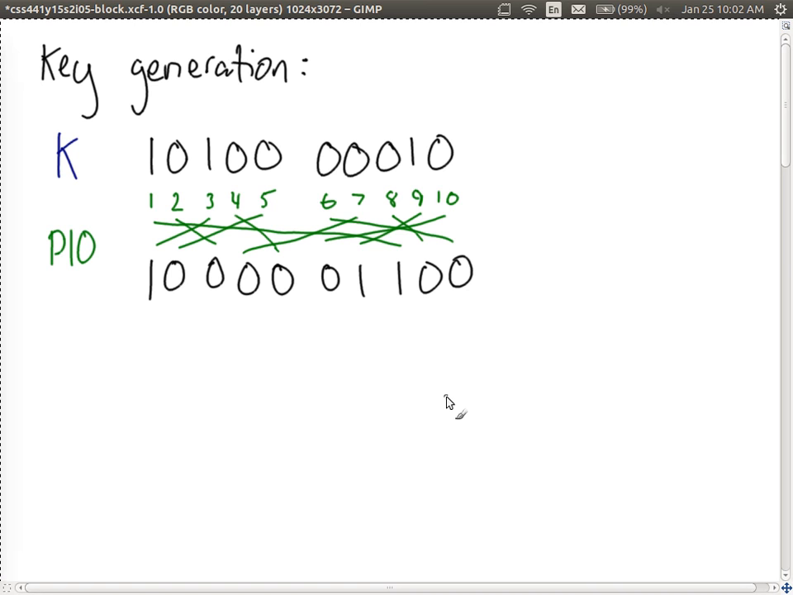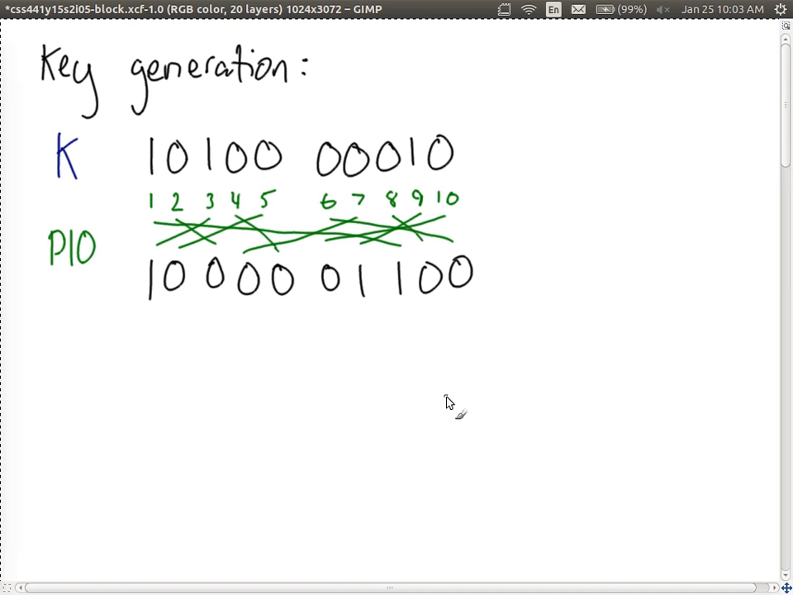P10 is fixed. So P10 is defined as part of, in this case, simplified DES. And the same in real DES, there's a permutation, I can't remember the number, which is defined and always used this way. Whenever we take these 10 bits in, we'll always, in the first step, get these 10 bits. We'll always mix them this way. So we see that's very simple.